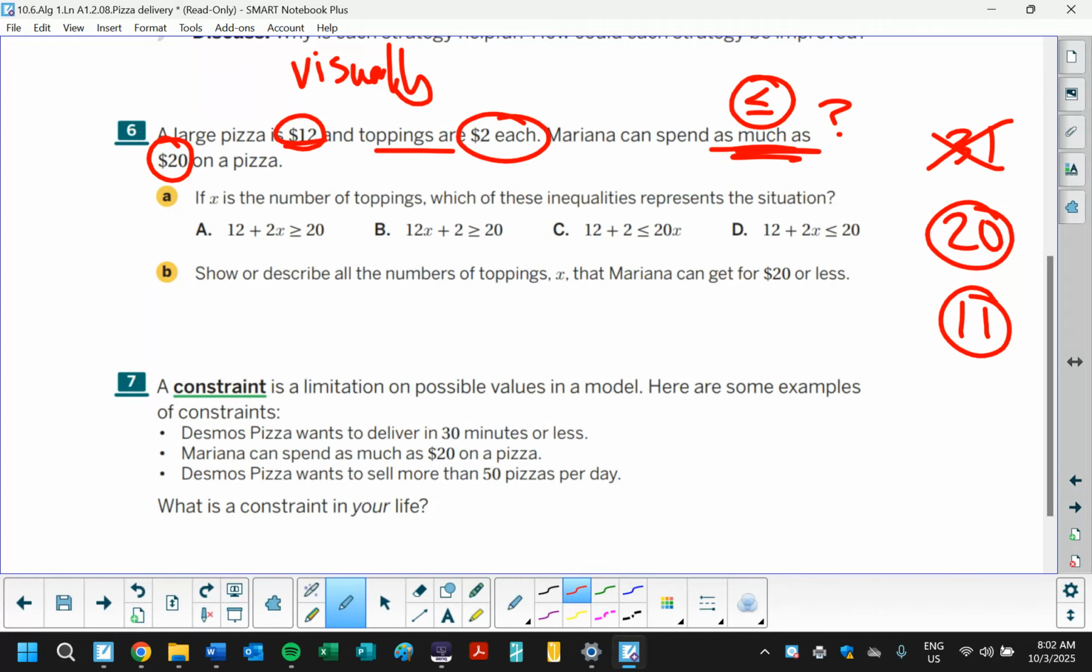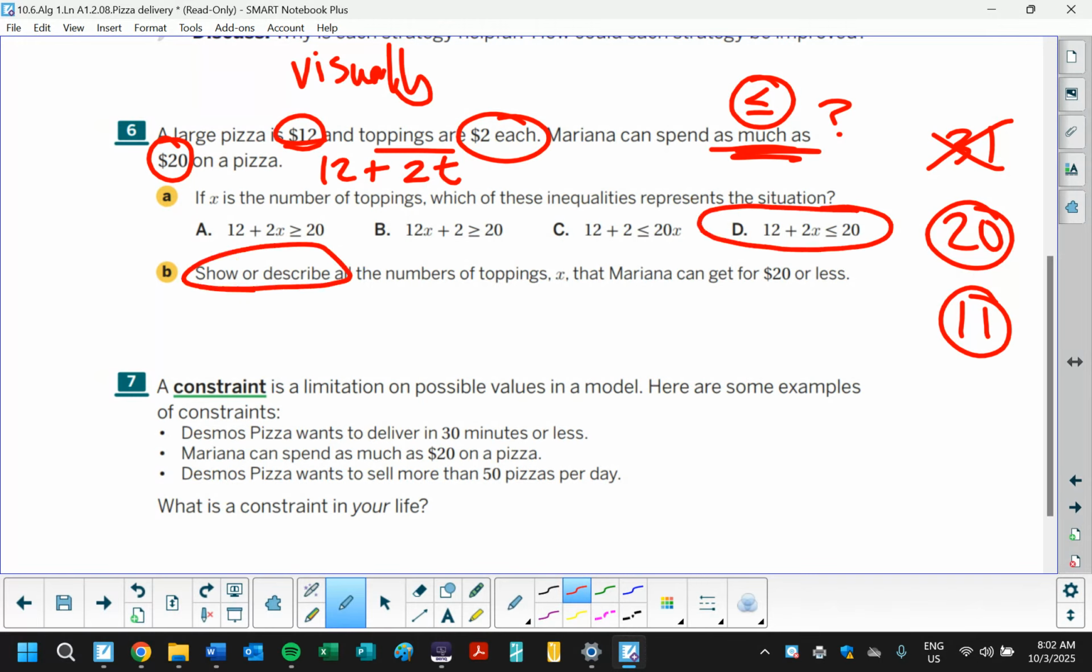So $12, $2 for each topping. You could include T, but they used X. Which of those has the less than or equal to symbol? Going to be choice D.